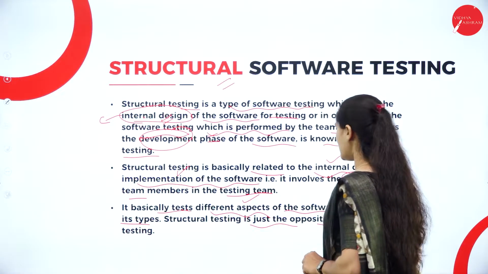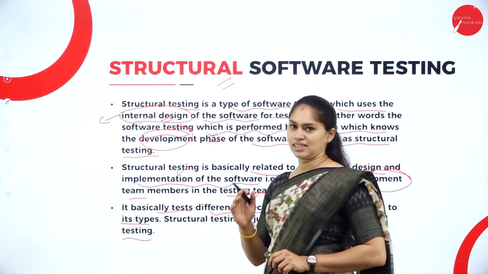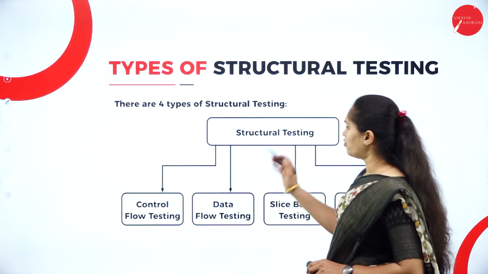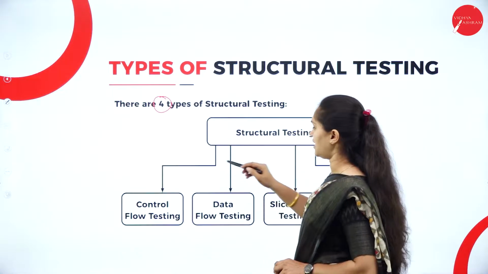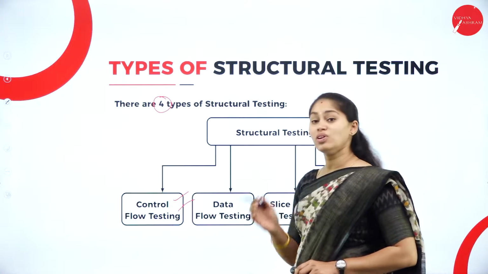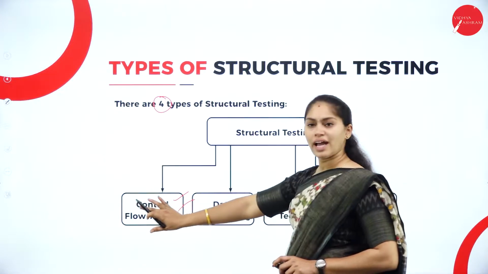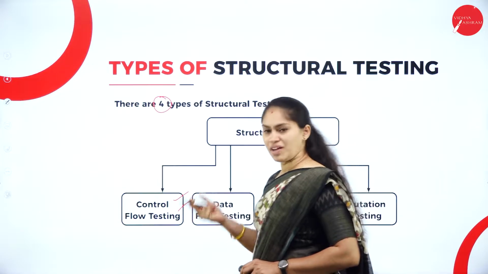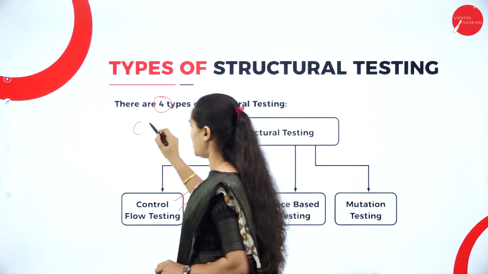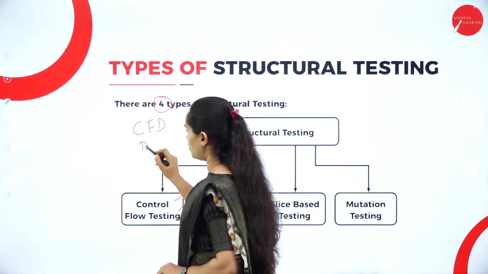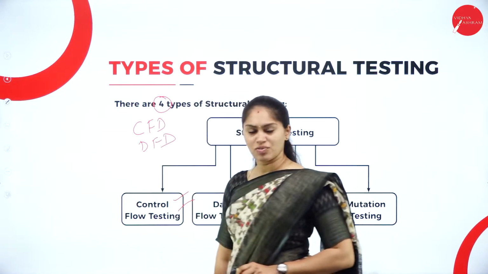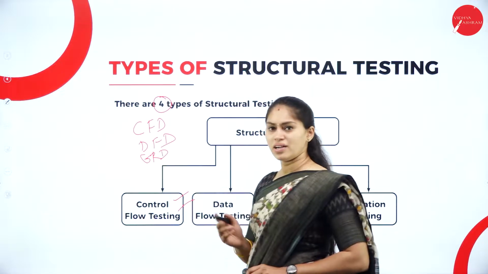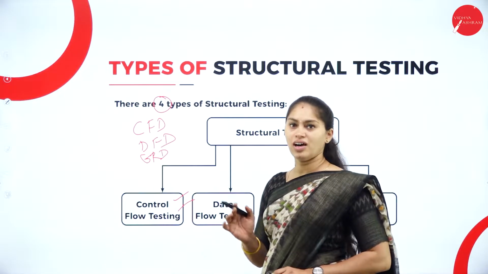It is also just the opposite of behavioral testing. This is regarding structural testing. Along with that, we have 4 types of structural testing. The first one is control flow testing. It has accessibility to the design documents. We already know that we have a control flow diagram, that is CFD, and also a data flow diagram, DFD, and also an ER diagram, ERD. All of those come under the design documents.